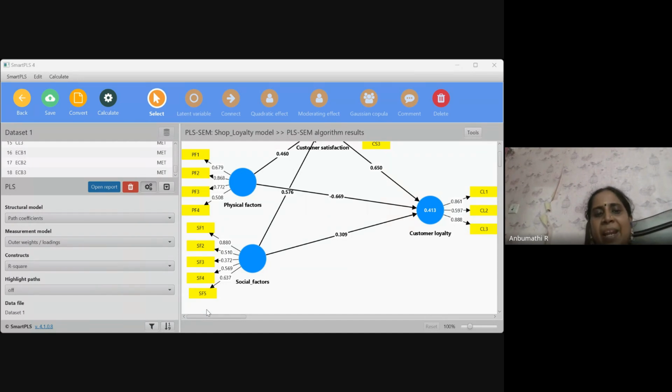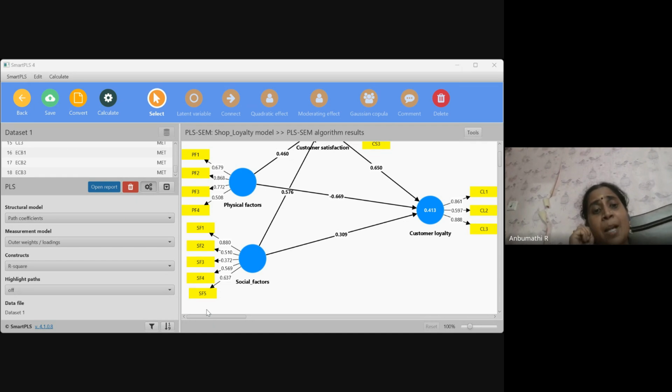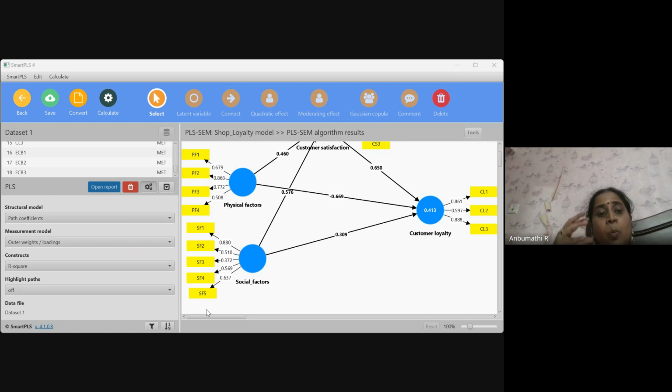But make sure that, I don't encourage, nor do any of the researchers encourage, removing indicators or items, because we might know how painful it is to collect the data. So we need to pay utmost care and see, if you remove one of the indicators, whether there is any improvement in other indicators. Like when we remove this SF3, you can see this SF2 has increased from 0.510 to 0.59.